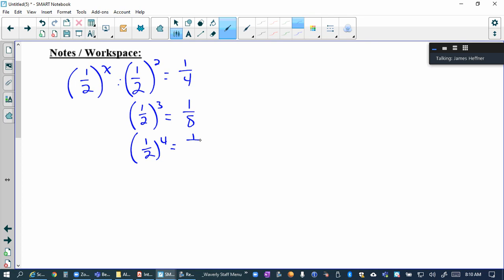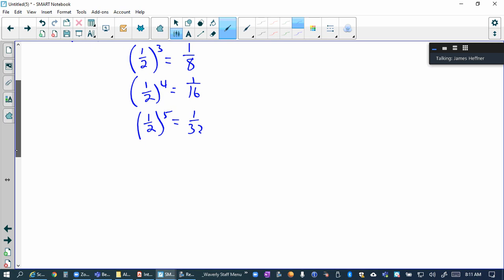Double the 8, 1/16, right? And if we do half of that again, or in other words, 1/2 to the fifth, we're getting 1/32, aren't we? And keep going, 1/2 to the sixth, 1/64, right? So it keeps getting smaller and smaller and smaller, doesn't it?